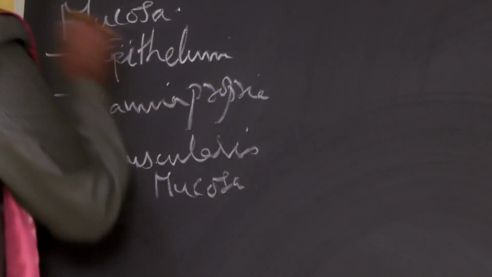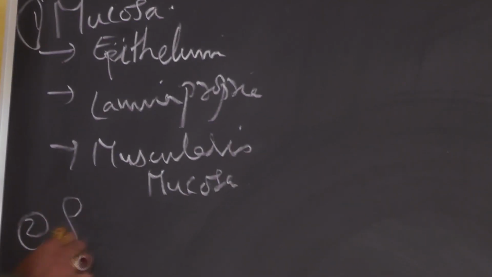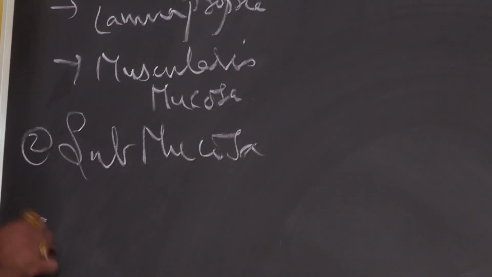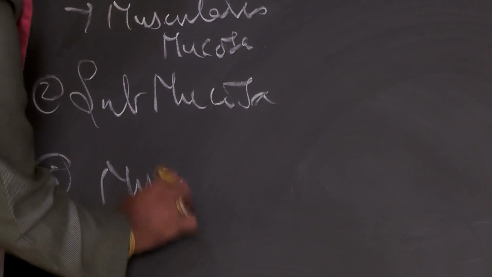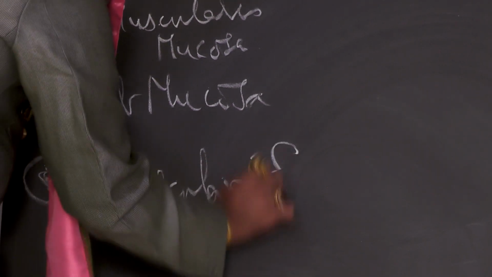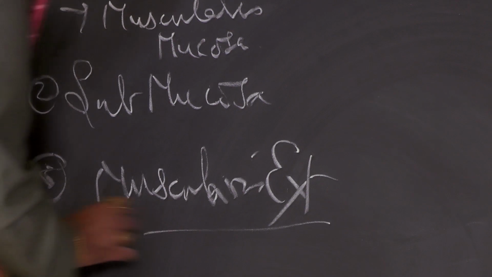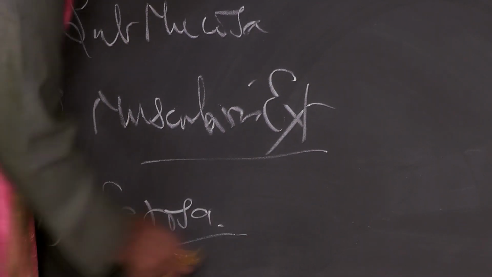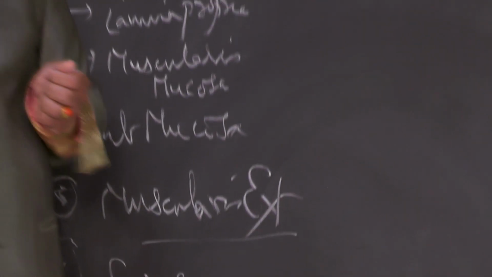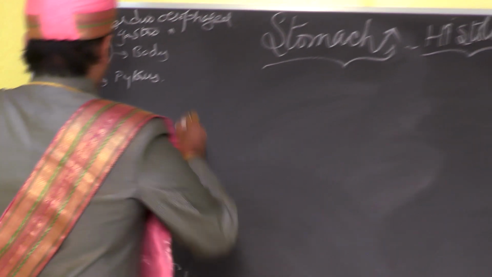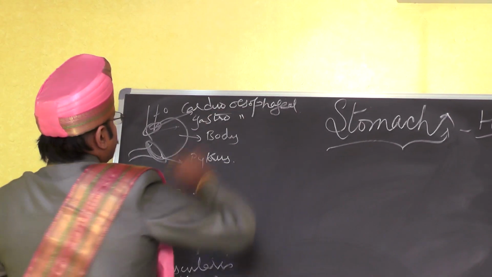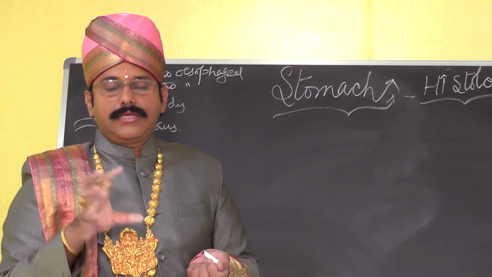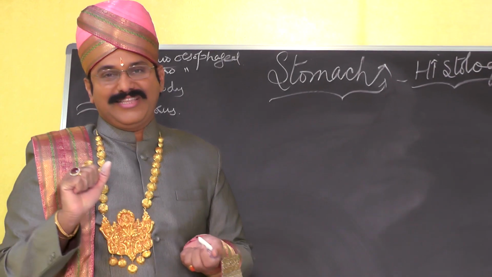Then after the first layer, mucosa, we get the submucosa. And after this submucosa, we have the muscularis externa. And the last layer is the serosa or the adventitial coat, which is the outermost. We are well versed with this. Now let us try to understand what exactly the histology of the cardio-esophageal or gastroesophageal junction is.